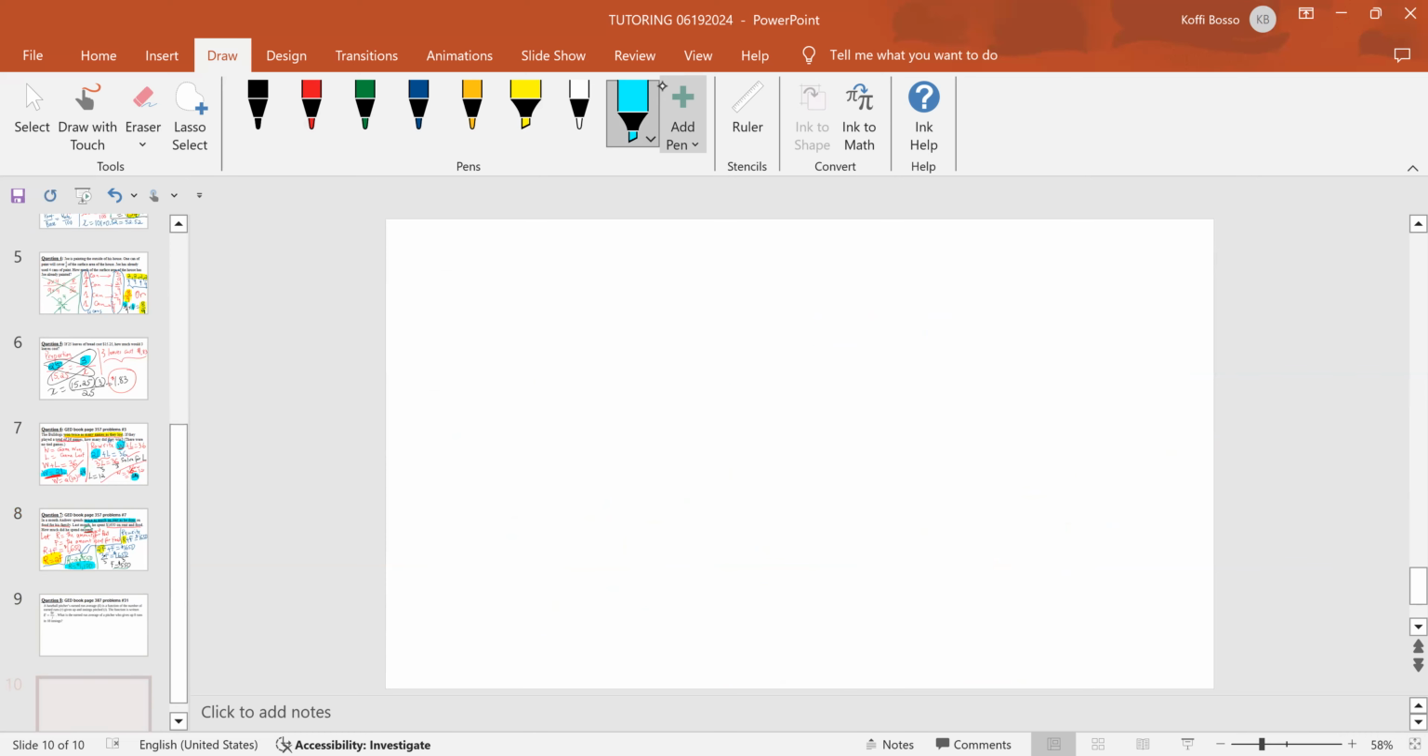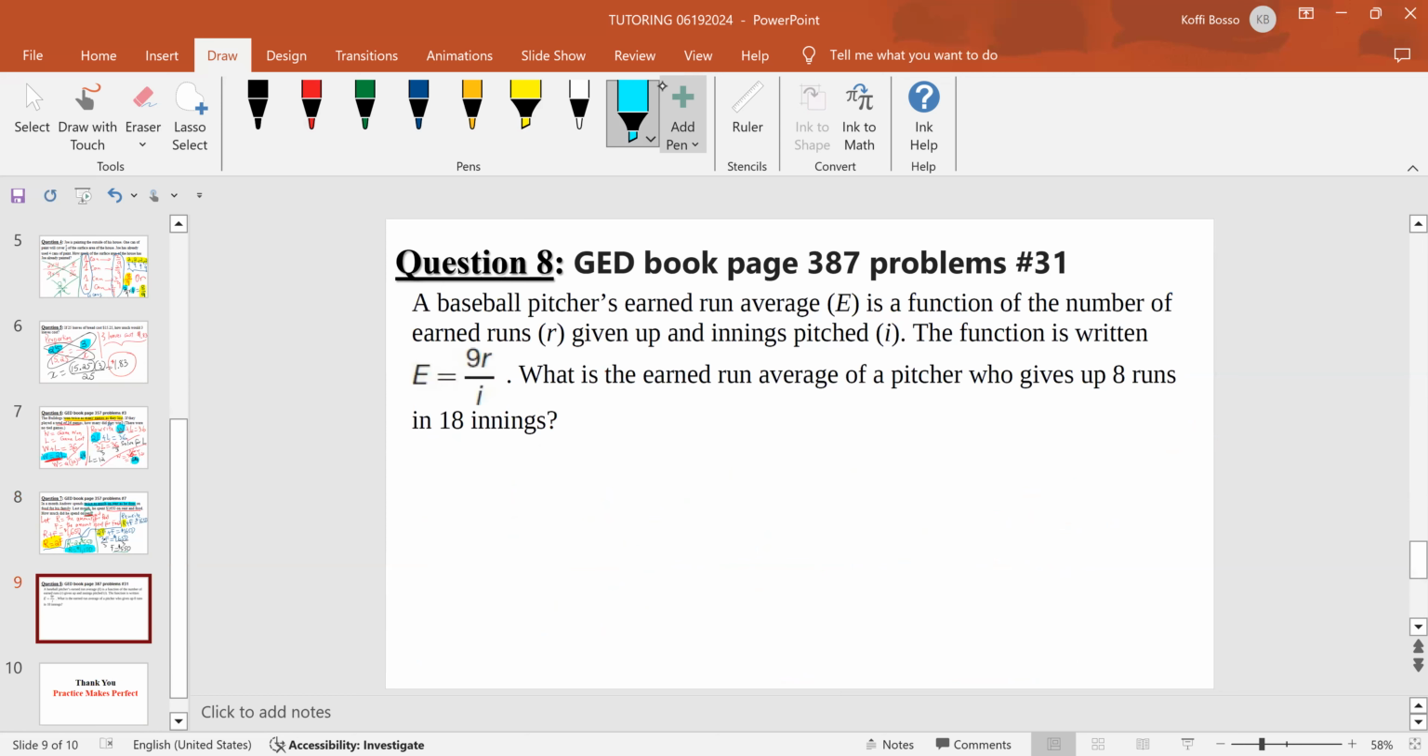The last question for this session. Any idea here? So we can first read it. A baseball pitcher's earned run average E is a function of the number of earned runs R given up and innings pitched, lowercase i. The function is written E equals 9R over I. What is the earned run average of a pitcher who gives up 8 runs and 18 innings?